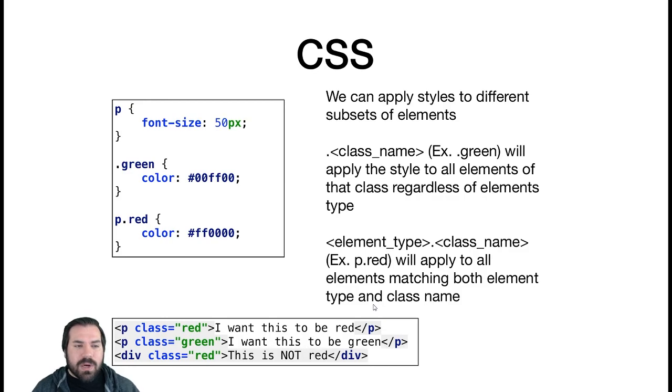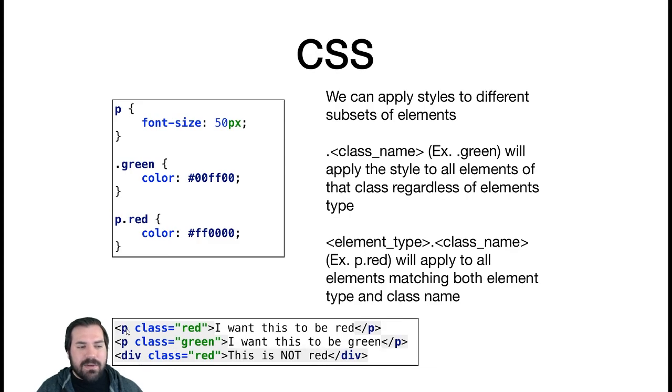There are also cases where we want the same class name used across elements of different types. We can do that too, just by leaving off the element type. We can say .green, meaning anything with the class green, make the color green. So if we have a paragraph that wants to be green, it doesn't matter that it was a paragraph or what it was. Everything with the class green is going to be colored green. It's going to have green text.